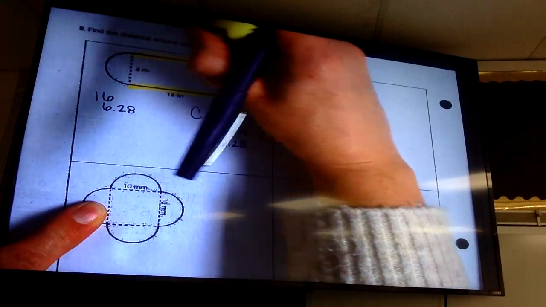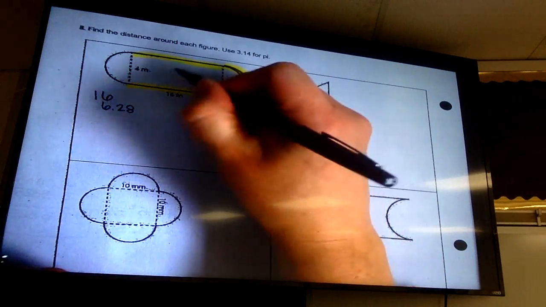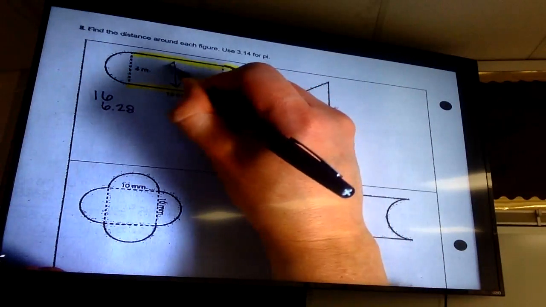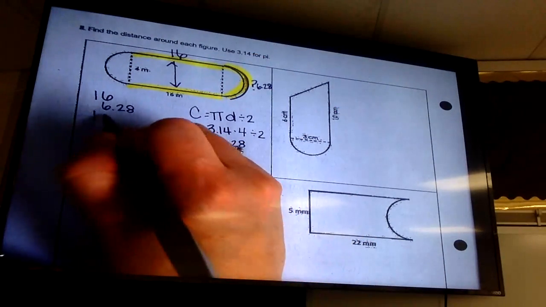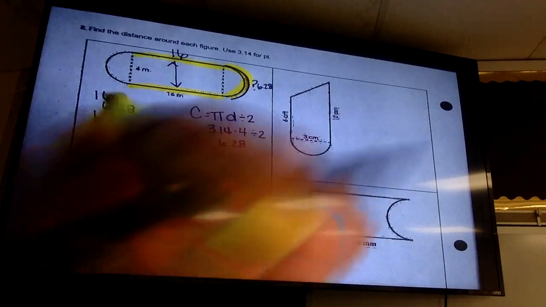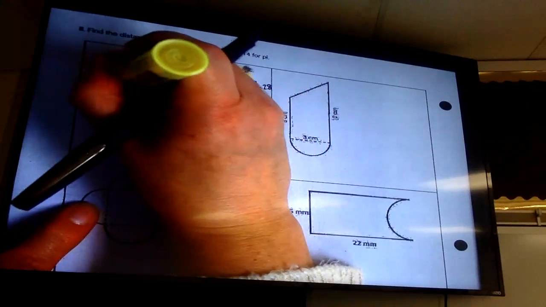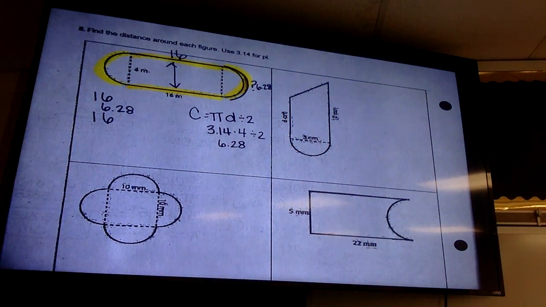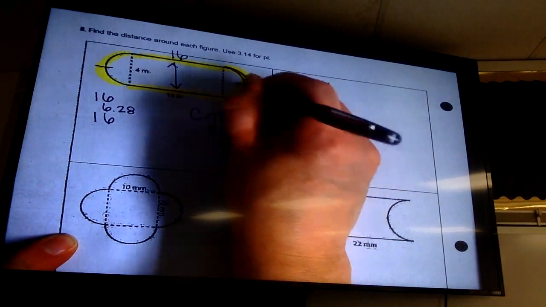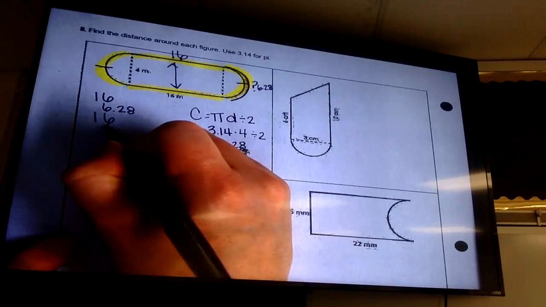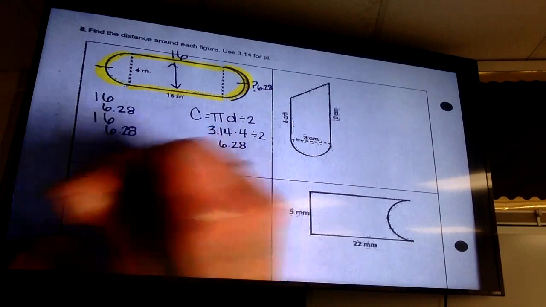Right, now I need to know this right here, but I know that these are congruent. So if this is 16 down here, then this is also 16. And then I need to know this piece right here to get myself all the way around. And these are congruent. This arc right here and this arc right here are the same value. So again, I'm going to write 16 and 28 hundredths.